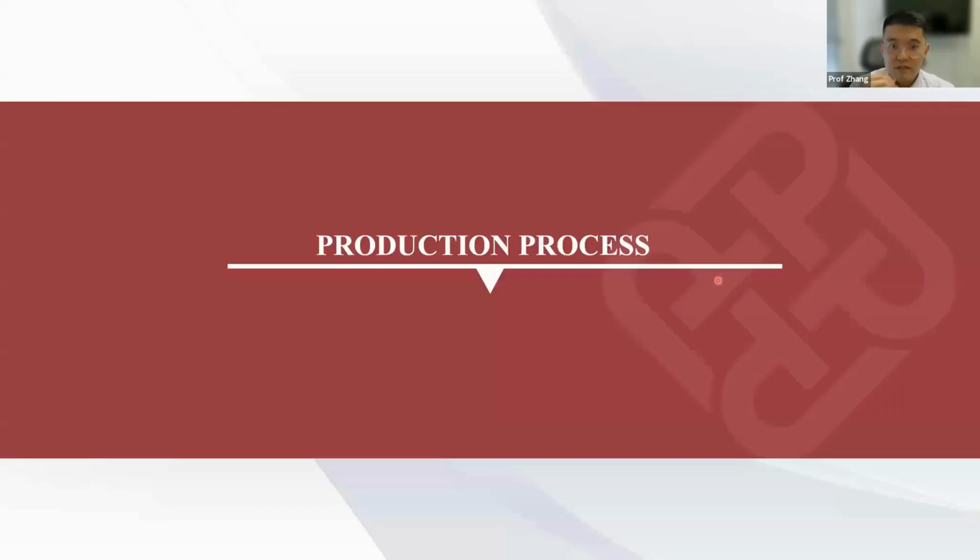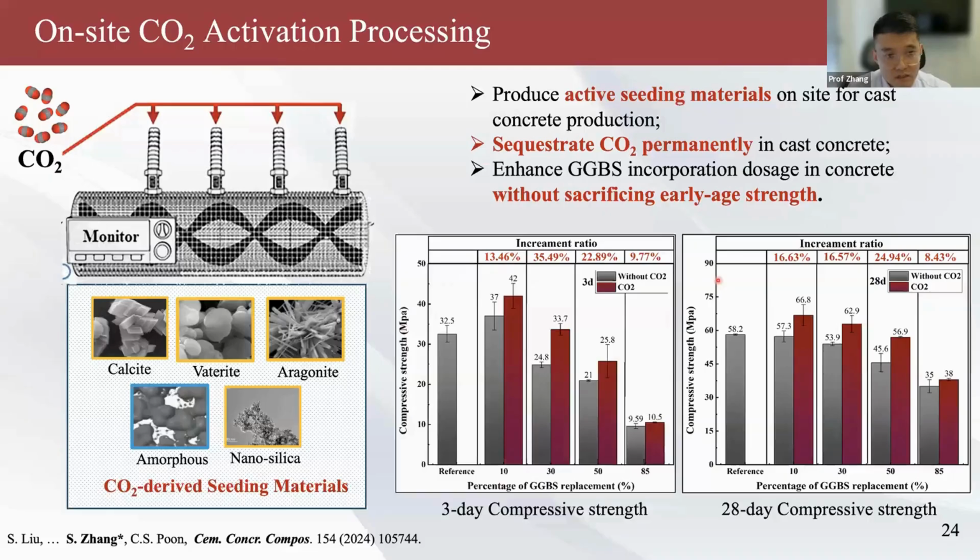Okay, now we move to the production process. We actively engage CO2 as different functional agents. The first function we use for CO2 is as a CO2-derived seeding material. We use CO2 as the precursor for activators.